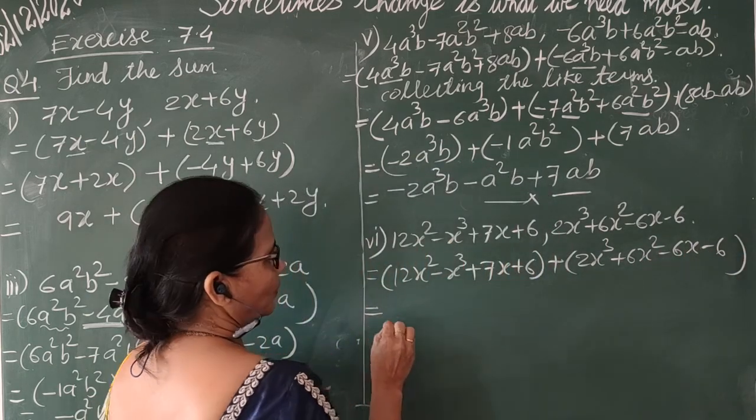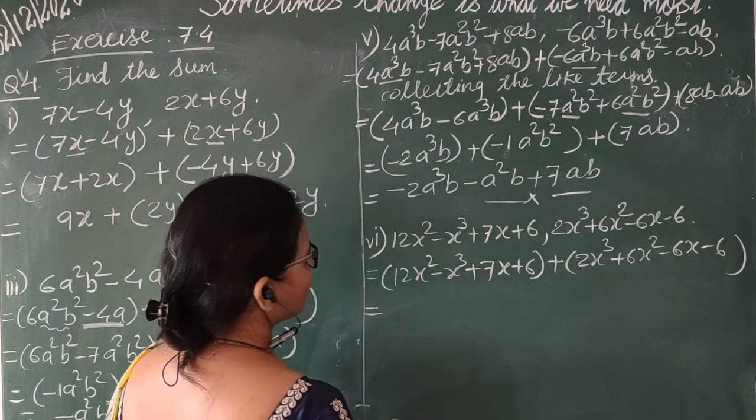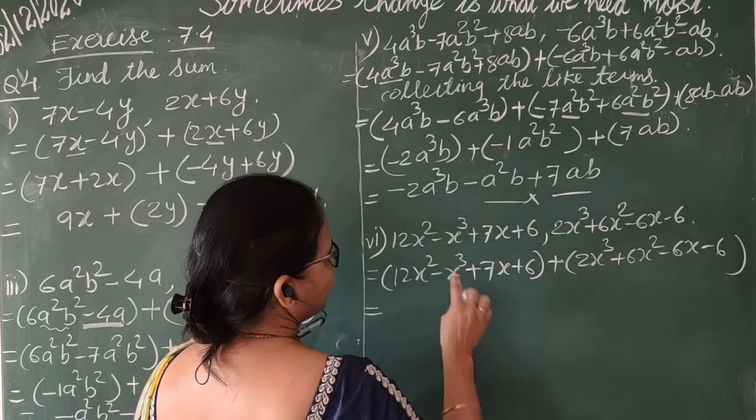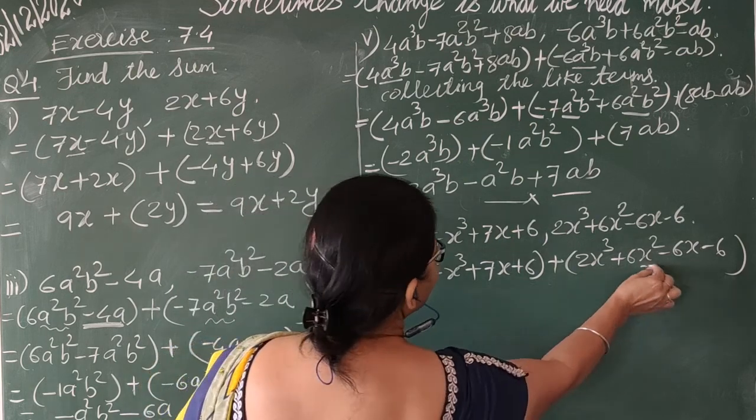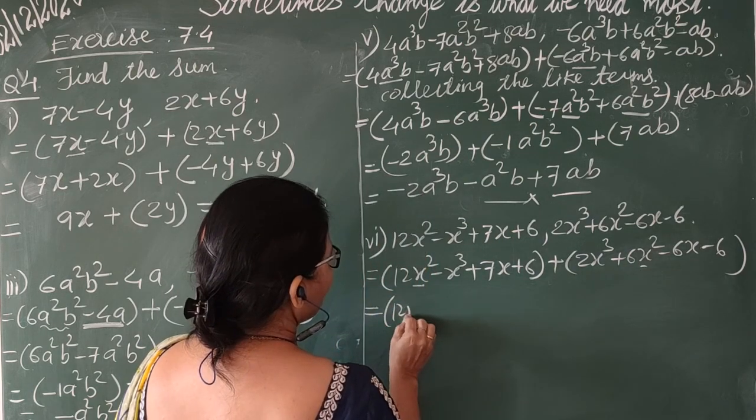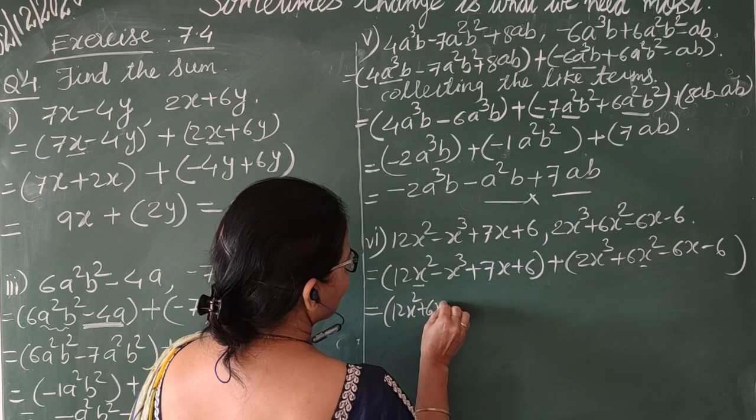Now collect the like terms. So you can mention like this, collecting the like terms. Now which are the like terms? Here see x square and here is x square. So 12x square plus 6x square.